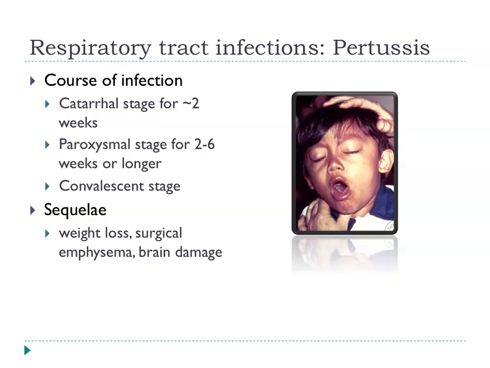And there are these so-called sequelae, things that follow on. We get weight loss, something called surgical edema. So the coughing can be so bad that you get air blown into bits of the tissue, say around the neck and into the areas around the lungs, and you can get brain damage as well.